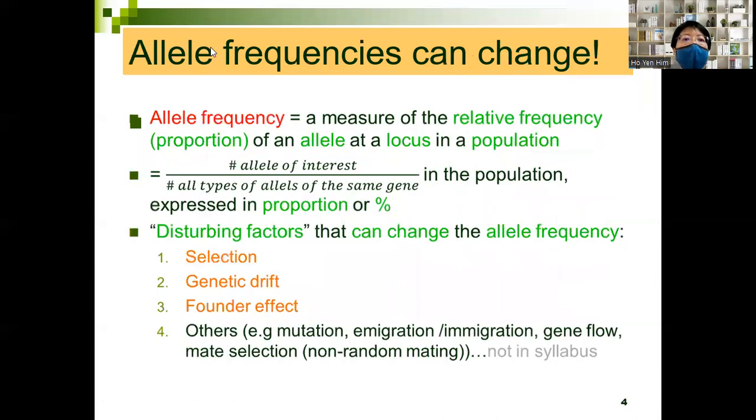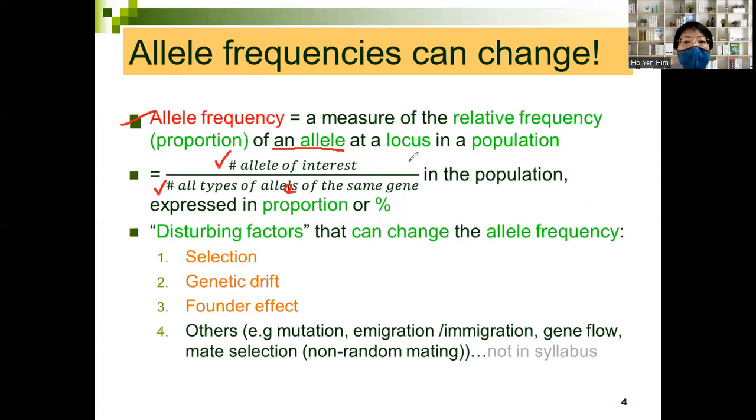So let's recap. What is allele frequency? Allele frequency is a measure of the relative frequency, meaning the proportion, of an allele at a locus in a population. That means the total number of the allele that we're interested in divided by the total number of all the different types of alleles of the same gene.